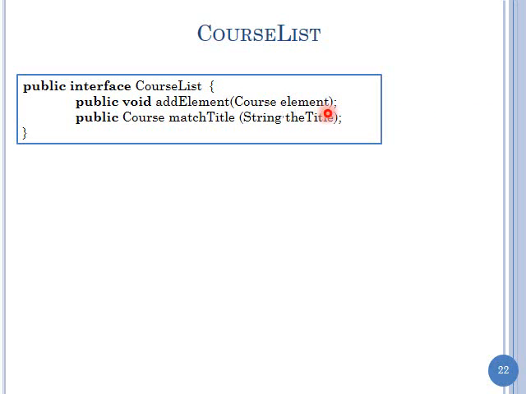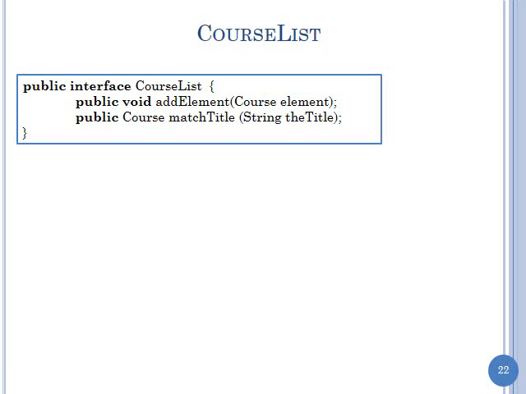My course list is a storer of objects. It's got an add element, and it's got a match title method, which takes a property of that particular element it's storing and returns back the type of element stored. So you can see it's a little different from a table. I've got this kind of functionality.